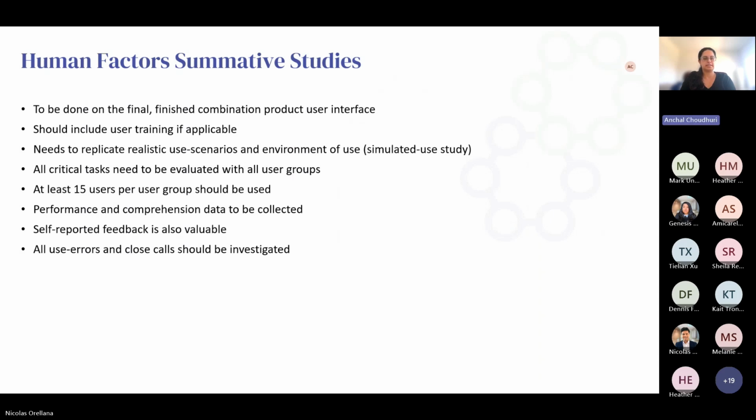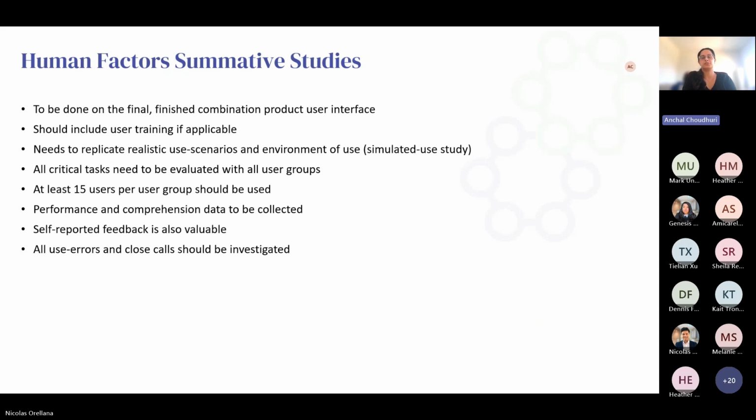Finally, FDA is going to expect that all use errors and close calls be investigated to identify the root cause and determine whether any additional measures need to be taken to mitigate hazards. So hopefully at this summative validation stage, you don't see too many use errors or close calls, but any that occur need to be thoroughly investigated.